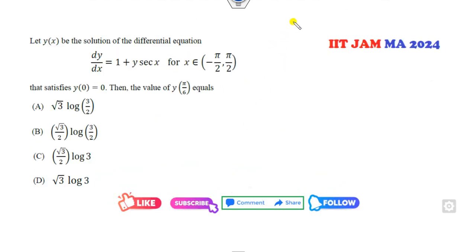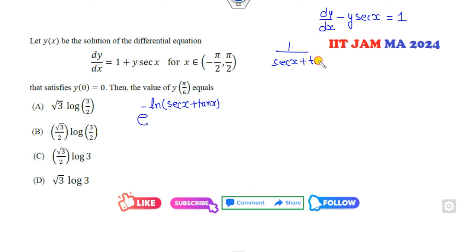Look at this second one. Again you can see this is a first order differential equation. I can write this as y prime minus y secant x is equal to 1. Can you find the integrating factor? E raised to power minus integration of the secant. Integration of the secant will be secant x plus tan x. So my integrating factor will be 1 over secant x plus tan x. Or I can say cos x over 1 plus sin x.